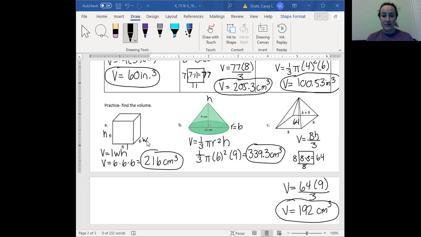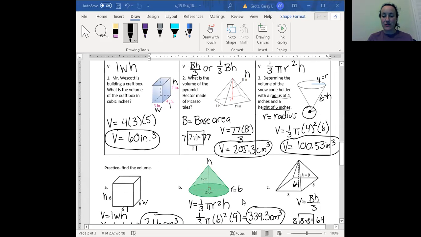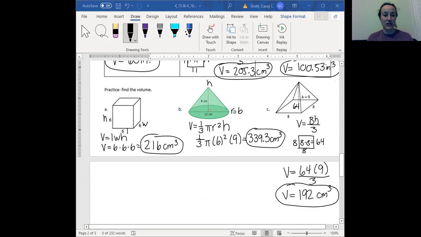So first one, length times width times height, 6 times 6 times 6 gets me 216 centimeters cubed for our volume. That's how many boxes fit inside. My next one is a cone, 1/3 pi r squared h. H is going to be my height, which is 9. R is going to be 6 because we only want half of the circle. Remember that when we talked about radius earlier, radius was only half the circle versus 12 is the entire circle. So make sure that you're watching out for that trick. I typed it into Desmos, got about 339 centimeters cubed.